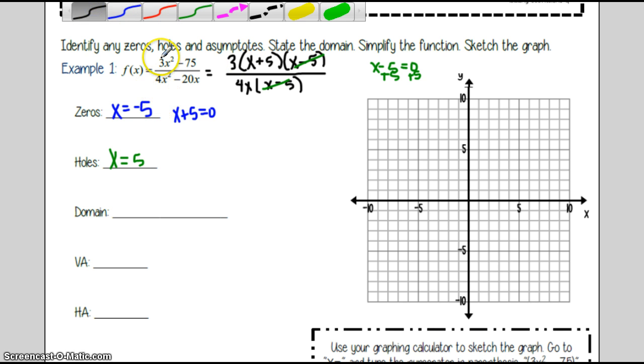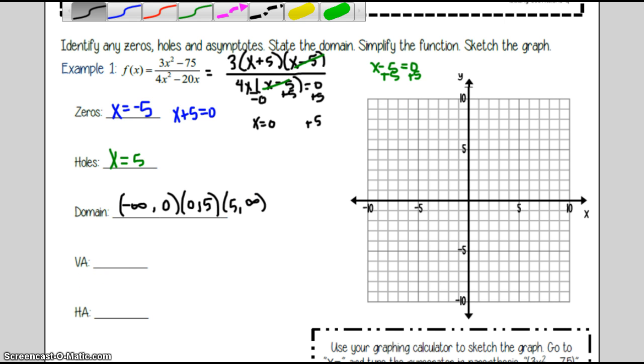Our domain, we look at the bottom before we cancel. So two things here that we're going to set equal to 0. So here we get, divide by 4, we get x equals 0, and here we get 5. So these are our two numbers that we're going to pause at. So going from negative infinity, we're first going to come upon 0 and we're going to say, oh, pause. Then from 0, we're going to go to our next pause, 5. Then from 5, we're going to go all the way to infinity.